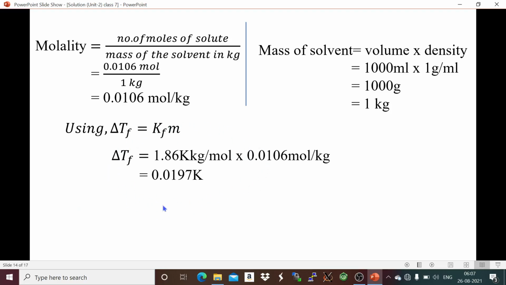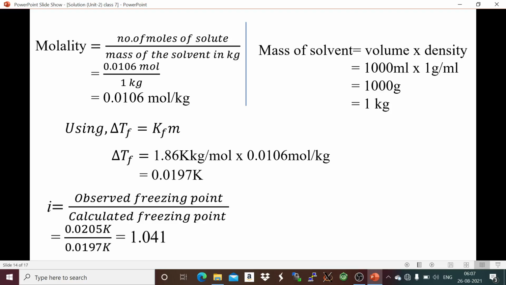Okay, so this is our normal or calculated value, because here we consider the molar mass of acetic acid as 60, where no association or dissociation takes place. But the delta Tf value experimentally is given as 0.0205. Okay, so this is the experimental one. So the van't Hoff factor is the observed freezing point depression divided by the calculated one.